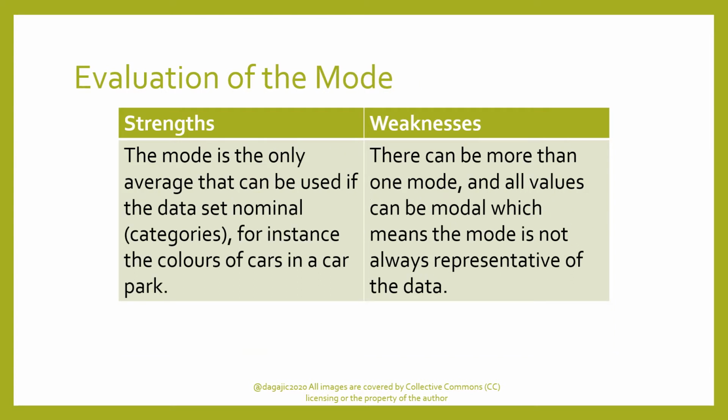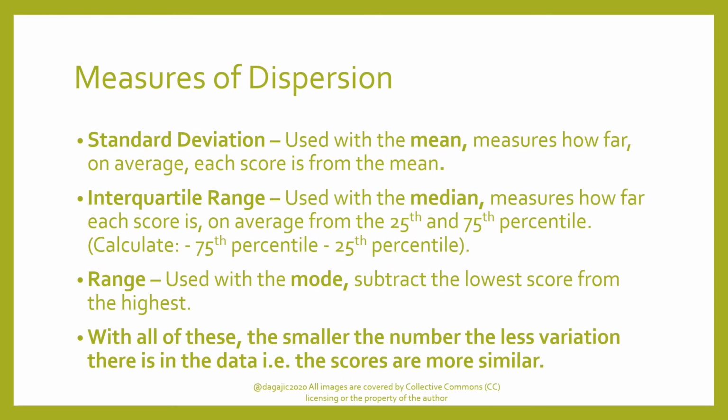Okay, so the mode then. So the mode is the only average that can be used if the data set is nominal. So if it's categories, for instance, the colour of cars in the car park, the only thing you can use is the mode. What's the most common colour? The issue with the mode is there can be more than one mode and all values can be modal, which means the mode is not always representative of the data. Okay, so that's measures of central tendency.